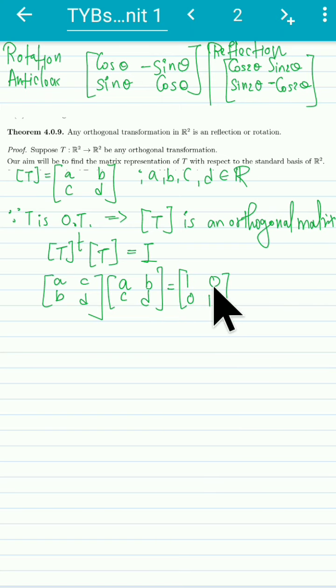Okay. So this implies A square plus C square is equal to 1. AB plus CD is equal to 0. The same will come from this and this, correct? The last is B square plus D square equal to 1.